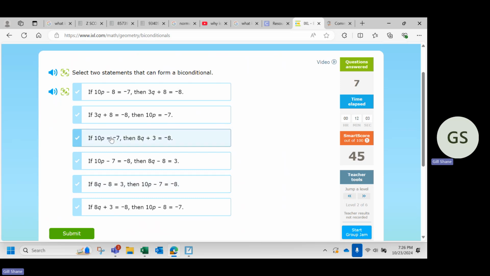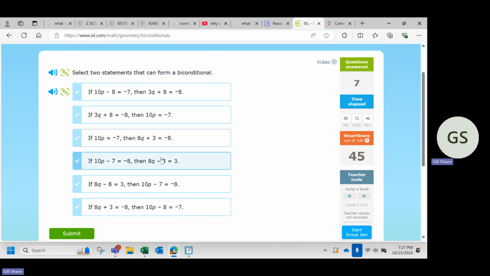Well, I know this can't be it because, well, actually, I don't know that. 8q plus 3 equals negative 8 has to be at the beginning. I don't need to check the ones above because if they were converses, I would have already found them. So I just need to keep going to the ones below. 8q plus 3 equals negative 8. 8q, here we go. 8q plus 3 is negative 8. So if this 10p equals negative 7 is at the end, which it's not. That is not at the end. So that can't be it either.